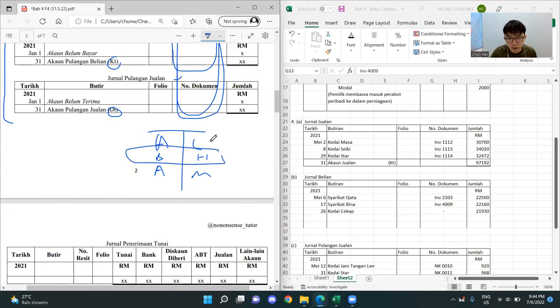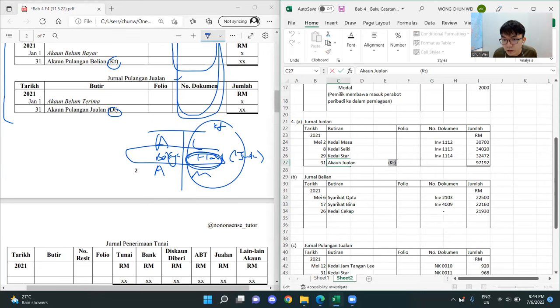So, you focus at this part here. The B for belanja and H for hasil. So, the jualan is actually under hasil. Because you sell, you dapat income, you dapat hasil. And can you see where this hasil is located? The hasil is under the credit side. Therefore, the account jualan is credit. You understand or not? If yes, give me a U in the chat box. Very good.